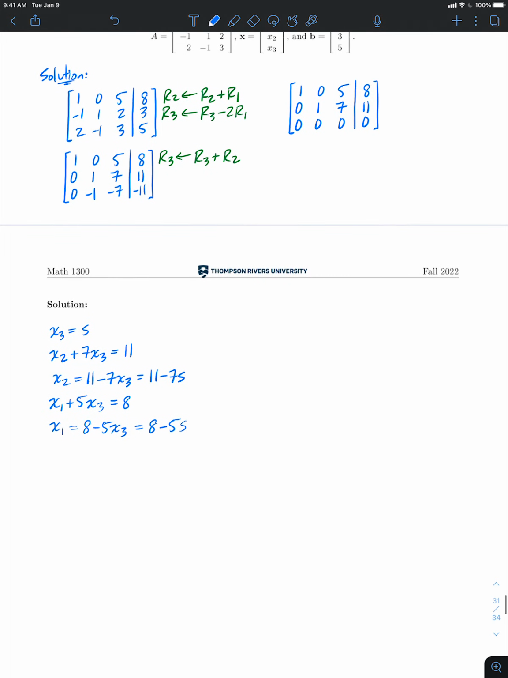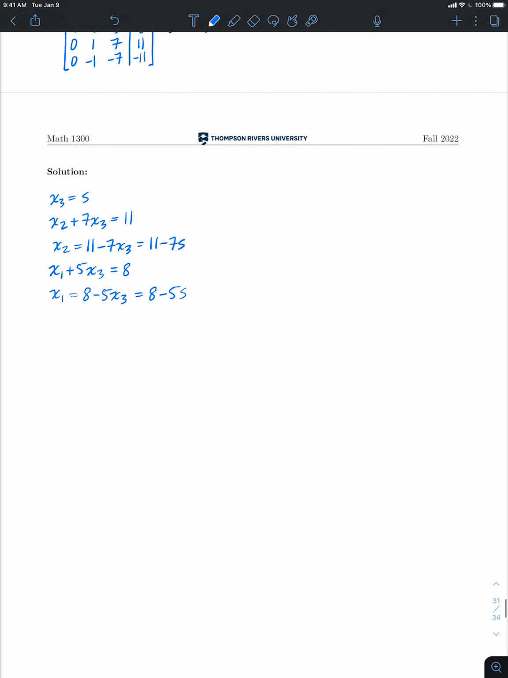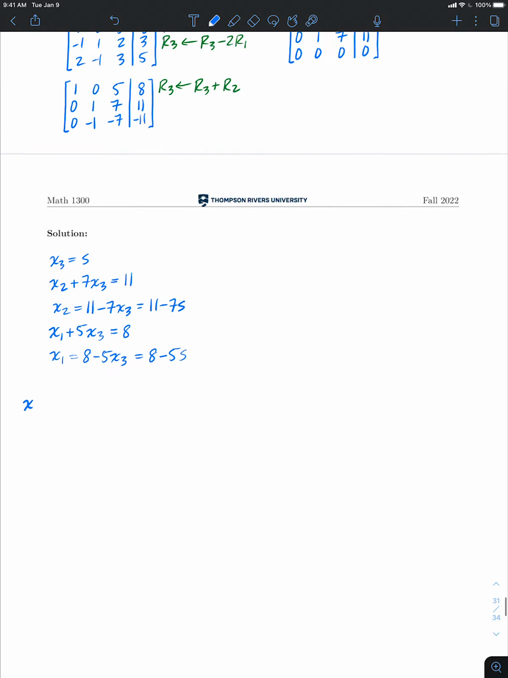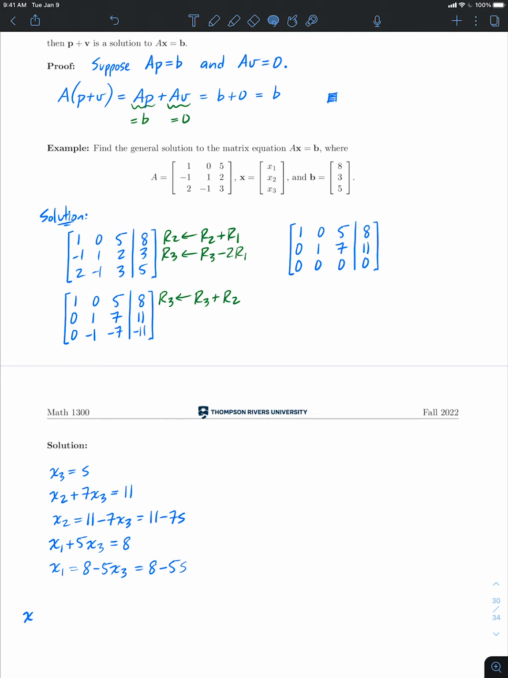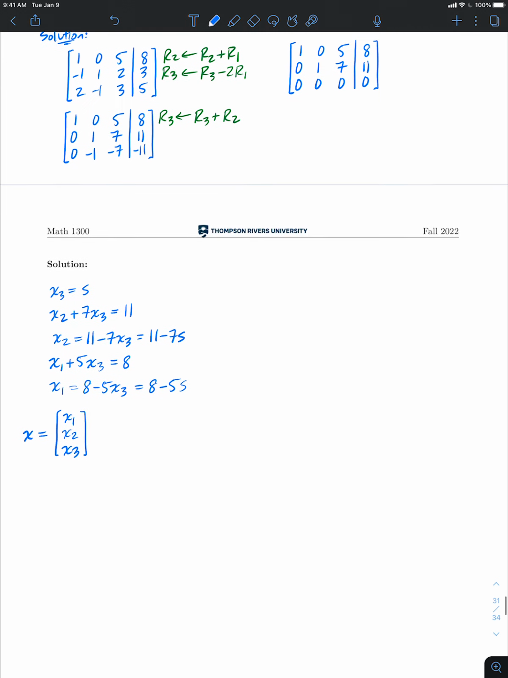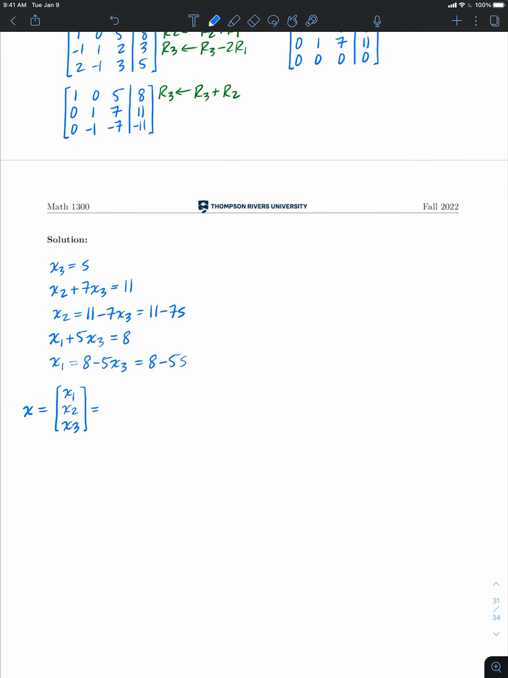Okay, great. Now let's put everything together like we usually do. Let's use x as the variable vector, because remember, if it's a matrix equation, when you put your variables together, you actually get a vector x. Let's use that symbol, and then we can expand it. Right out of this expansion, you're going to get x1, x2, x3. Then let's put everything in. So we have 8 minus 5s, 11 minus 7s, and then s.